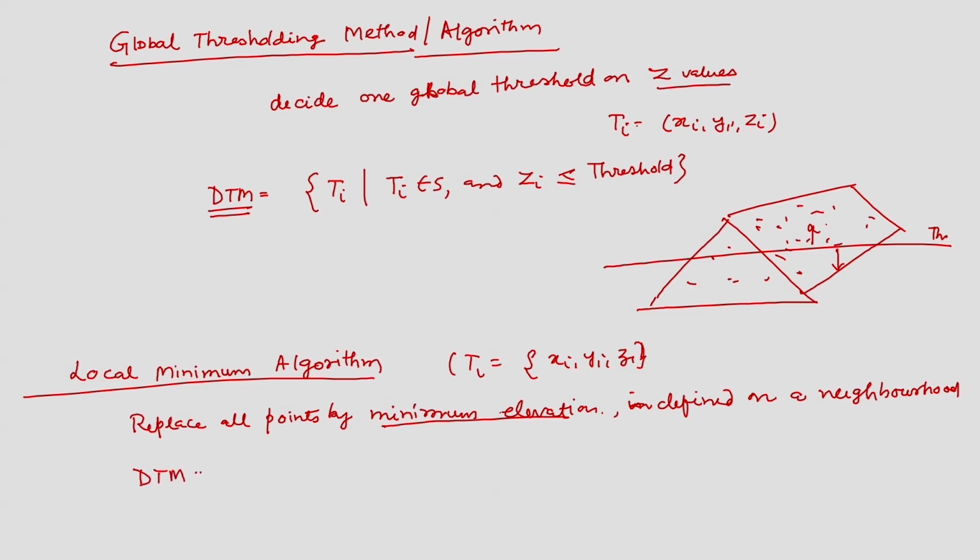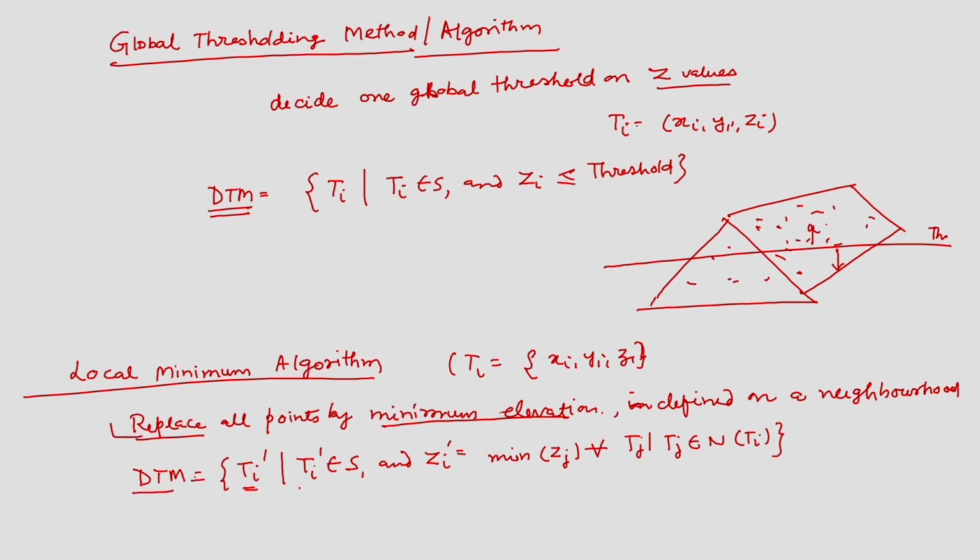So, let us see dTm is equal to Ti dash. I am writing Ti dash, not Ti, since I am replacing the points, given that Ti dash is in the space and Zi dash is equal to the minimum of Zj, where all the Tj are in the neighborhood of I point. So, this is the way we write the algorithm for dTm.